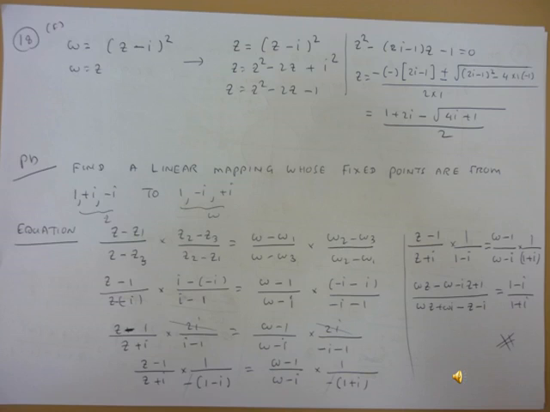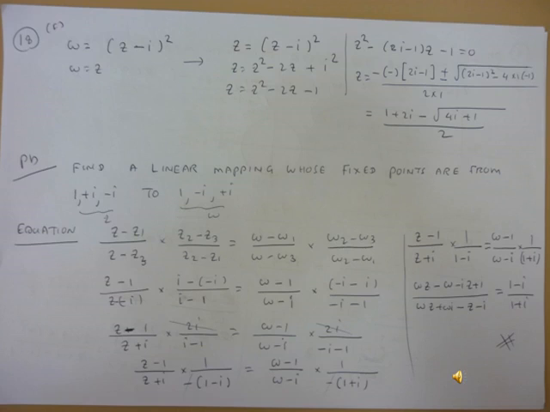And the next one is a linear mapping. The problem is a linear mapping phi whose fixed points are from 1, plus i, minus i to 1, minus i, and plus i. So in this case, the original z values are given. The z values are 1, plus i and minus i, and we have to find the mapping. The final omega values are 1, minus i and plus i.